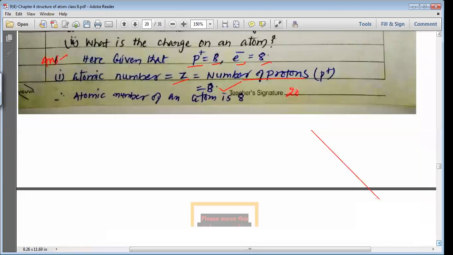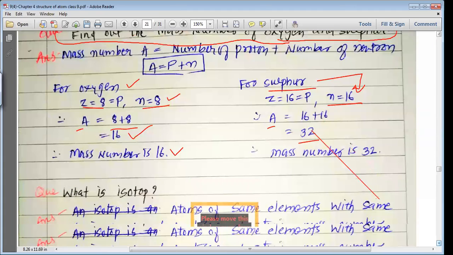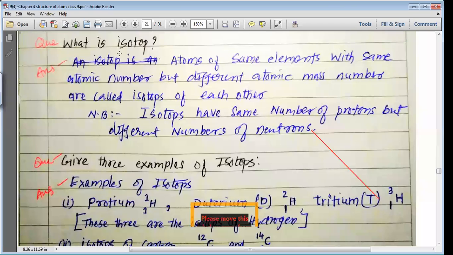So now let's move forward and understand the next question, my dear students. What is isotope? It is a very important question and an IMP question for your exam. Please study about isotopes, my dear students. So what is isotope? Atoms of same element.